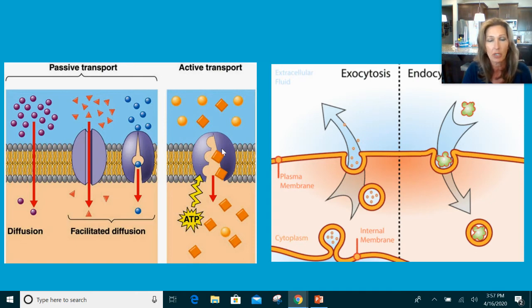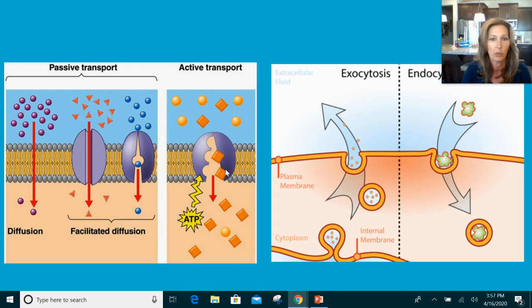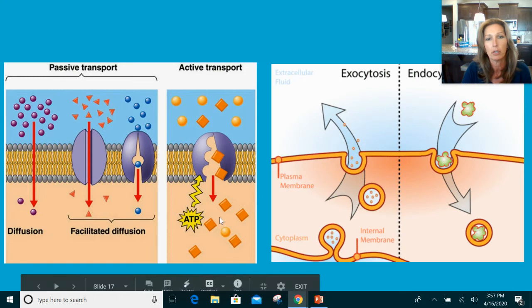Now remember that active transport requires energy. So here I see this input of ATP, and in active transport, we're moving against the concentration gradient. So we are moving molecules from low concentration towards a high concentration, and that requires energy in order to do this.